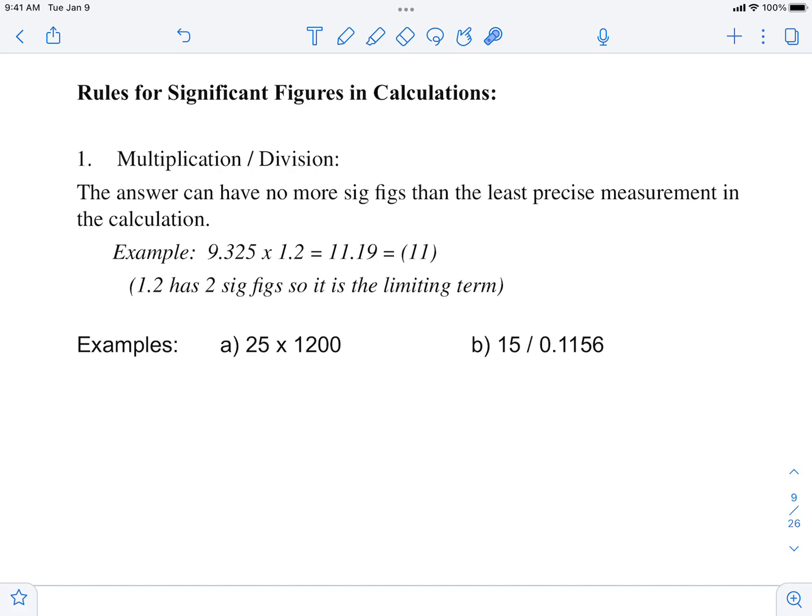Let's try the next one. 25 times 1200. The calculator says 30,000. I have 2 sig figs in 25. How many sig figs in 1200? I see 2 non-zeros, I see 2 trailing zeros, but I do not see a decimal. That's 2. So both numbers have 2 sig figs, and my answer can only have 2 sig figs. The number 30,000, the way I wrote it, looks like it has 1. But I'm supposed to have 2. What did I show you how to do earlier?